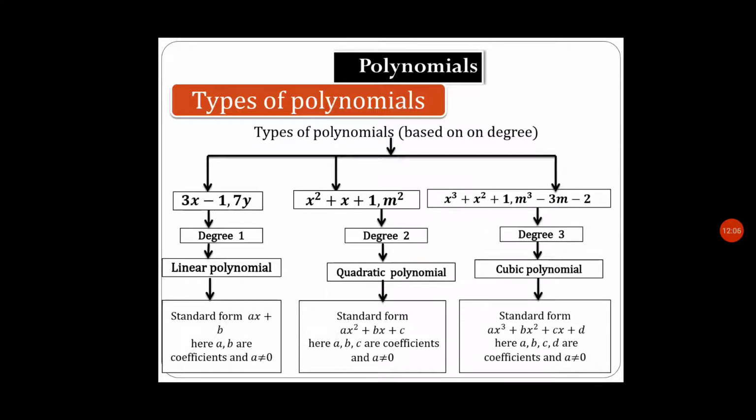ax^3 + bx^2 + cx + d. Here a, b, c, d are coefficients and a is not equal to 0. Why? Again, if a is equal to 0, then what will become? 0 times x^3 is 0. What is remaining here? bx^2, and in bx^2 the highest power is 2. That is why it is not cubic, it is quadratic.